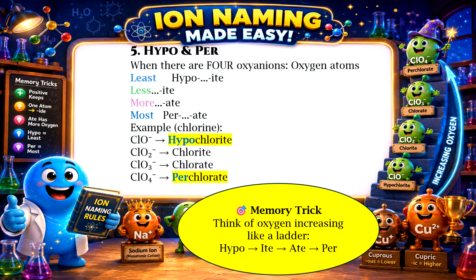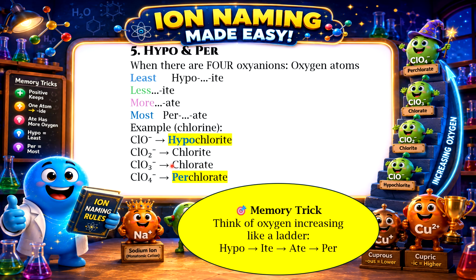Rule number 5: hypo or per. What does it mean? When there are 4 oxygen atoms, that means the maximum number of oxygen binding together with an anion, then we put chlorate. Ate is a suffix. If there are fewer, as in this case with chlorine where 2 oxygen are bound together, then ITE.